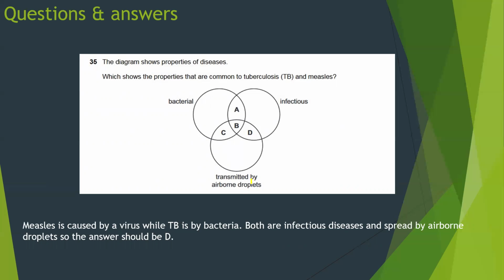Measles is caused by a virus, while TB is caused by bacteria. So obviously options A, C, and B will be wrong because they involve bacteria. But infectious, yes, because both of them spread from person to person, so they are transmissible. And transmission by airborne droplets, that's absolutely correct. So the answer should be D. Common to both are infectious and transmitted by airborne droplets, which is D.